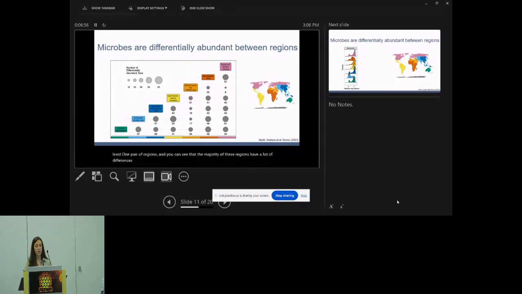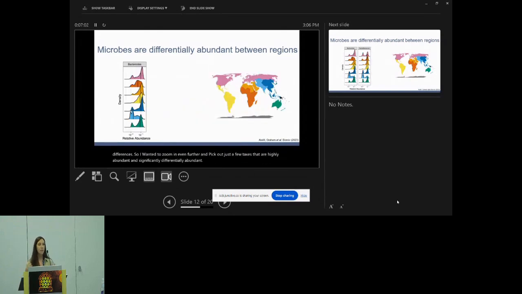So I wanted to zoom in even further and pick out just a few taxa that are highly abundant and significantly differentially abundant. The first taxon is Bacteroides. Now, this was one of the most abundant and prevalent taxa within the compendium. And historically, Bacteroides has been associated with a westernized and industrialized microbiome. This plot shows the distribution of the relative abundance of Bacteroides in every sample within a region.